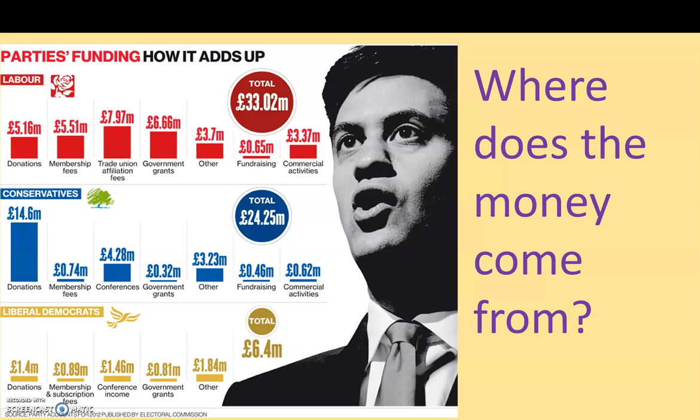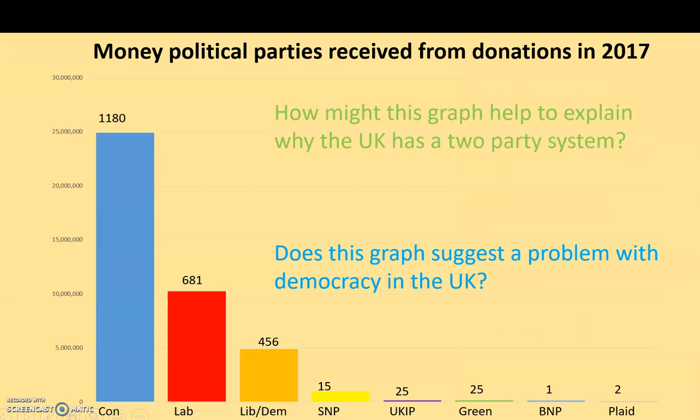And then the Liberal Democrats, again, you see how they don't have near as much. So you can see here that Labour had £33 million, Conservative 24 million, and Lib Dems only 6.4 million. And again, there's a difference there between the two big parties and the smaller parties, which again might link into this point about, why do small parties not do very well?